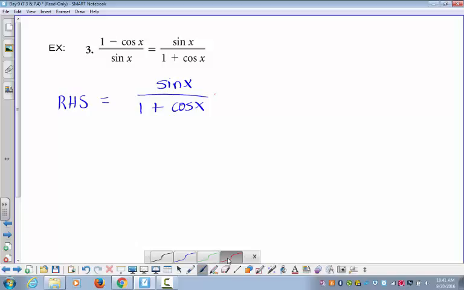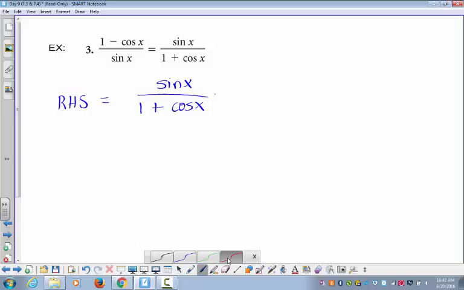Yes. And what did you guys call that? Conjugate. And we're going to do something really similar here. The whole point of multiplying by that conjugate is that it caused some cancellation. It caused some things to cancel.